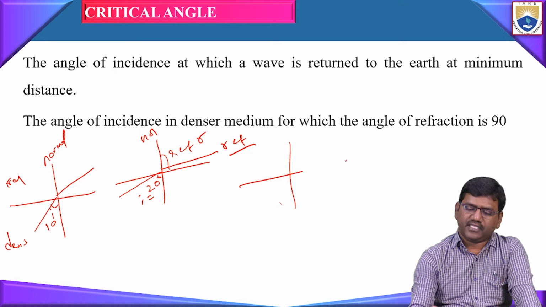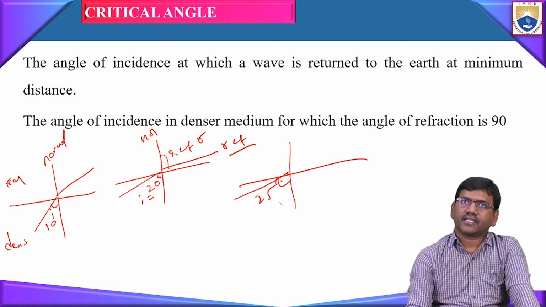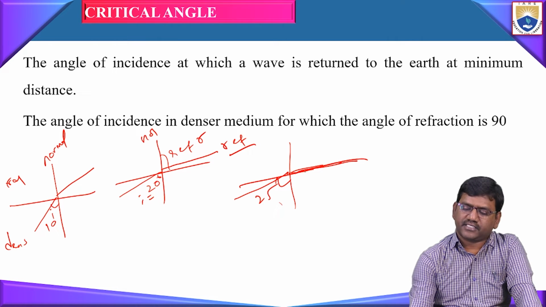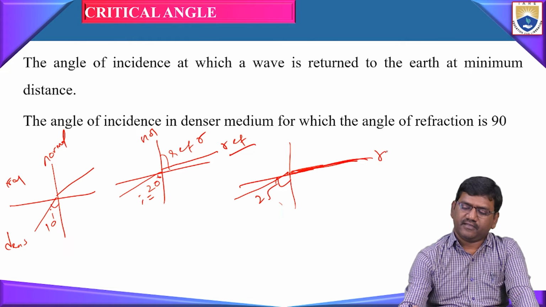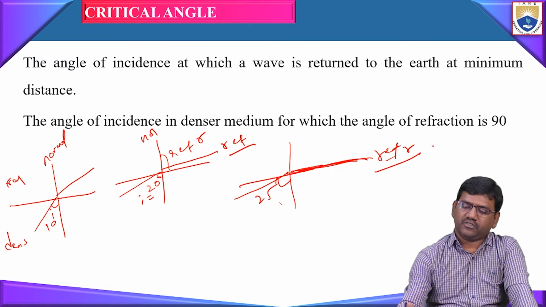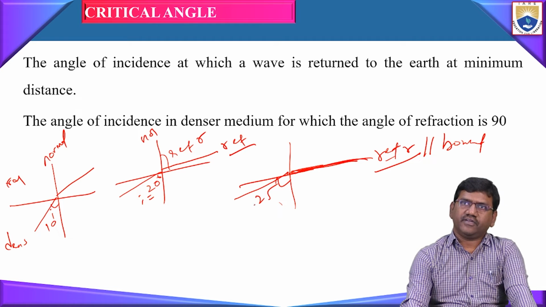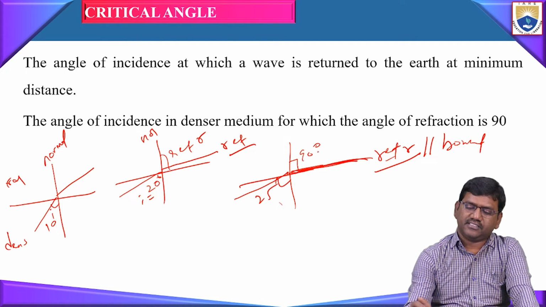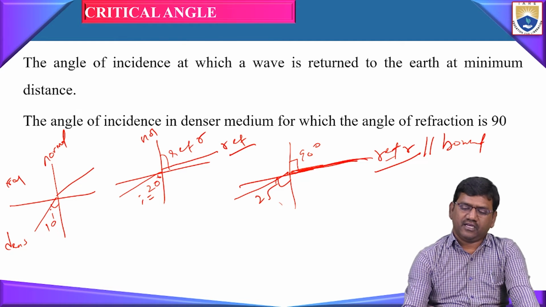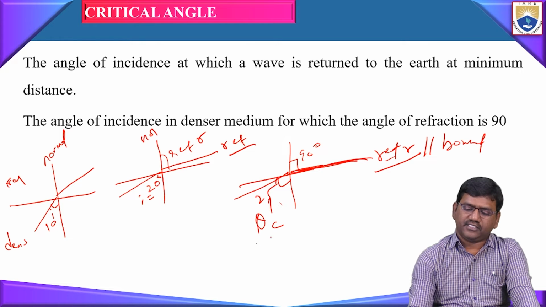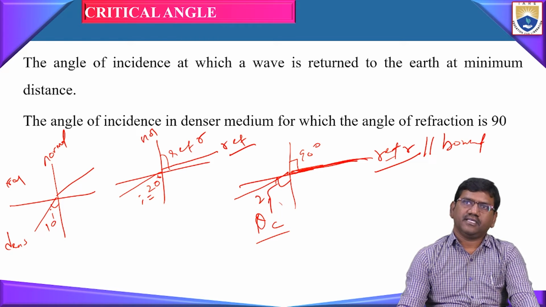And if you further increase the angle from 20 to 25, the refracted ray will be striking the surface of the boundary. That means the refracted ray here is parallel to the boundary. So here the angle of incidence where the refracted angle is 90 degrees, we call it the critical angle. Now 25 degrees is the critical angle. We call it theta c. So the angle of incidence at which the refracted ray is at 90 degrees is the critical angle.